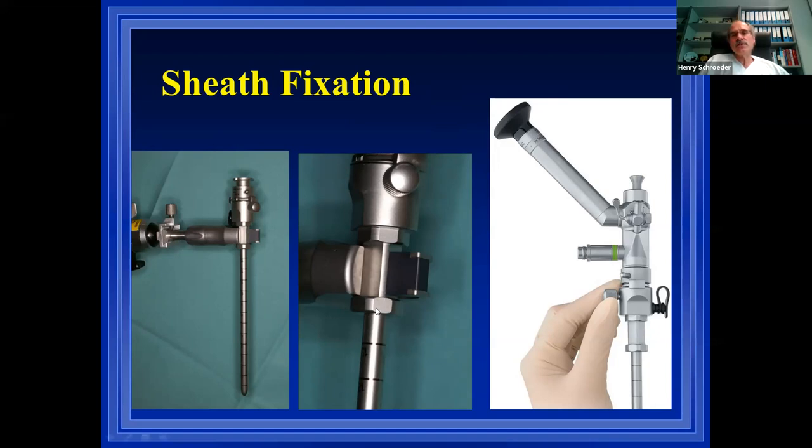So it's here fixed, rotationally stable. And if I want to rotate the whole system 180 degrees, I have to loosen the screw. And then the endoscope is movable within the sheath, so I can rotate it.